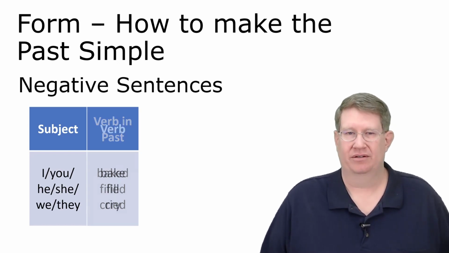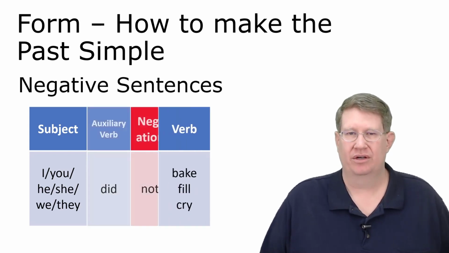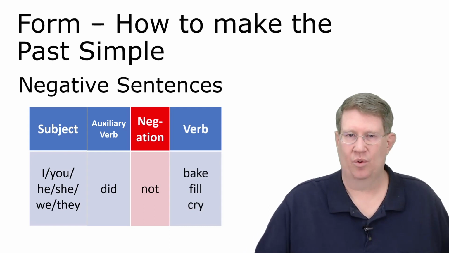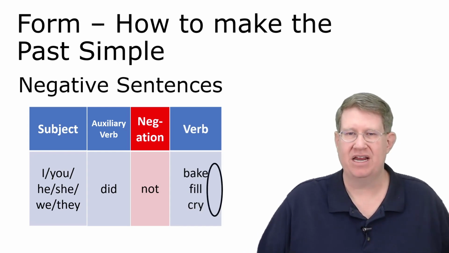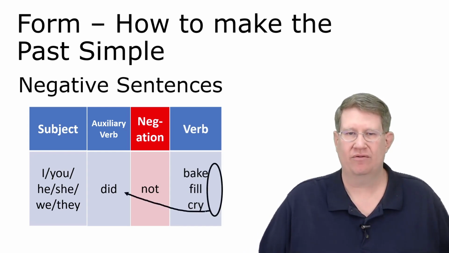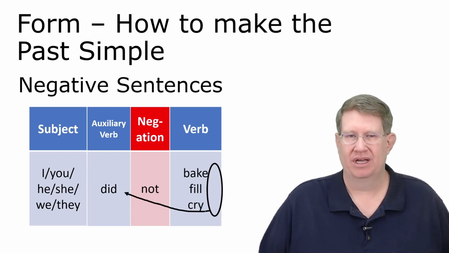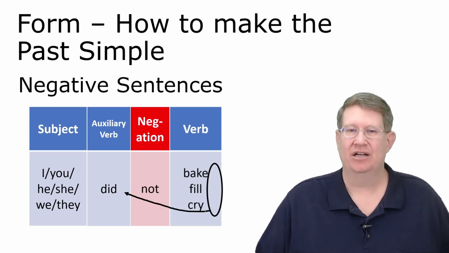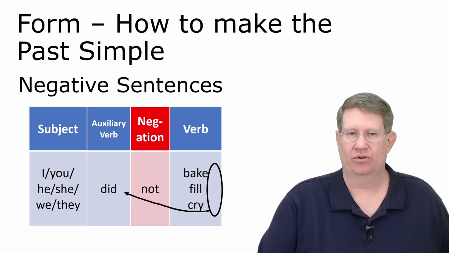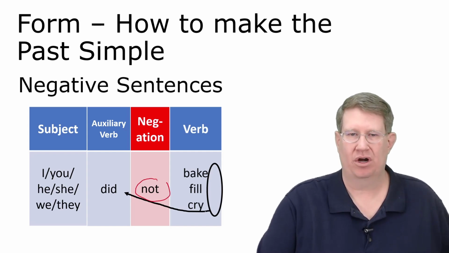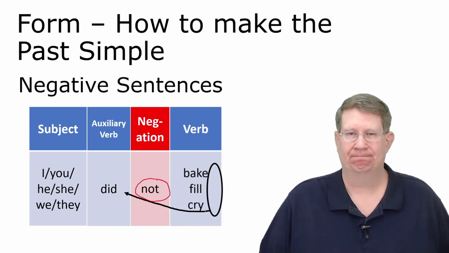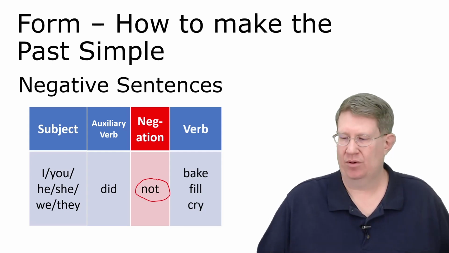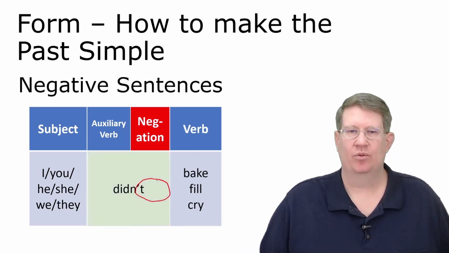Negative sentences, we do something to the verb. So the verb changes, and what was here, that ed, it moves, and it goes over here to this auxiliary verb. So baked, when we have a negative, is did not bake. And of course, also, don't forget to put the negation marker, the not. Okay? All right.